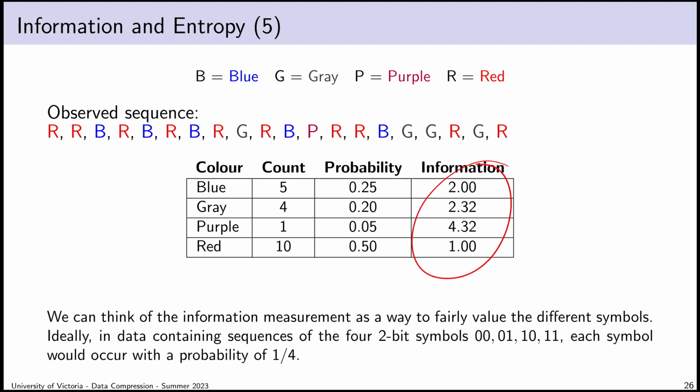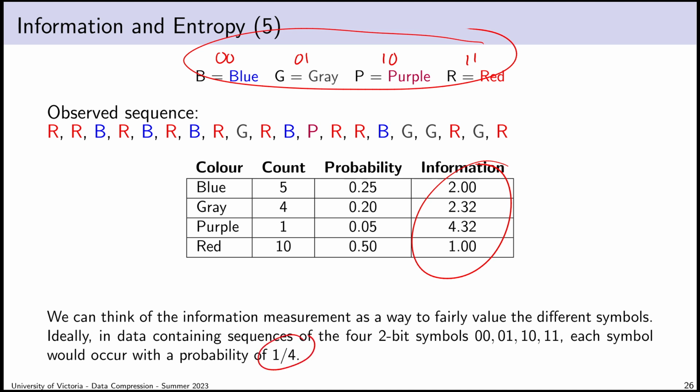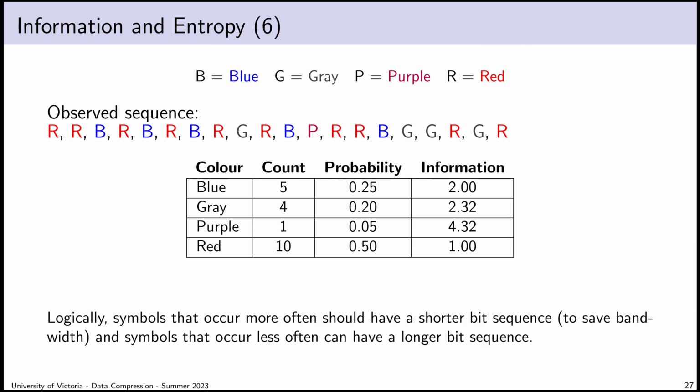In data that we represent by 2-bit encodings, if I encode blue as 0, 0, gray as 0, 1, purple as 1, 0, and red as 1, 1, if they all use 2 bits, that is sort of implying they all have the same value, which is in turn implying that they all have the same probability. And so I should only see such an encoding ideally in cases where every symbol occurred with probability 1/4, and that is not happening here.